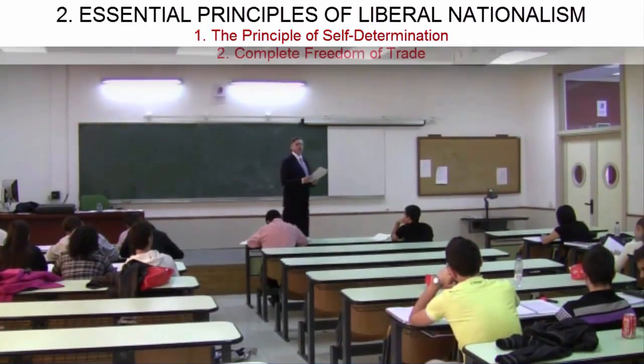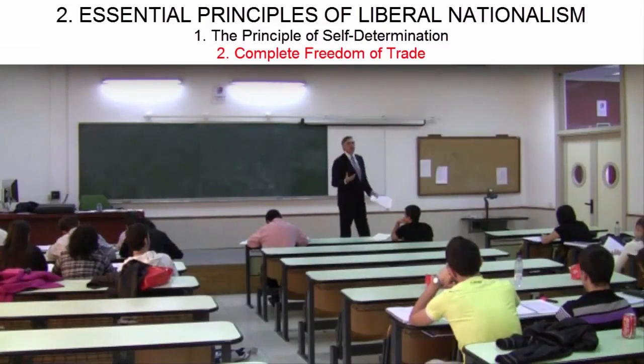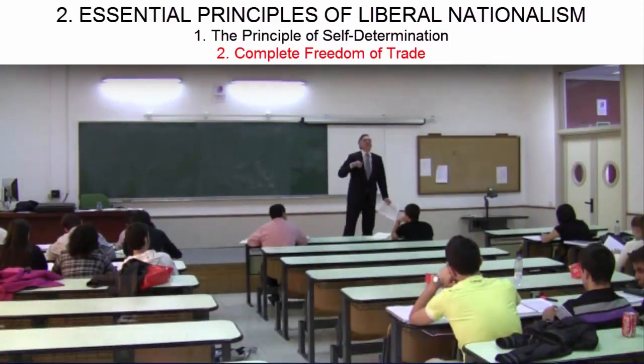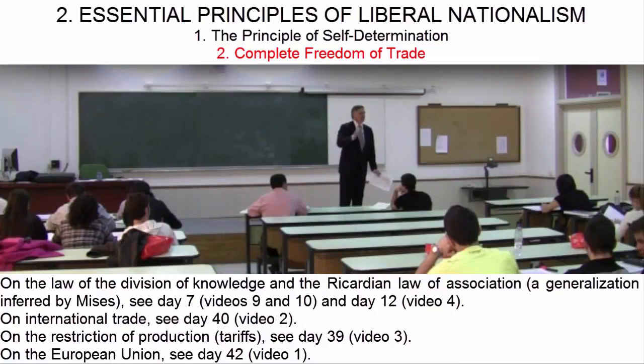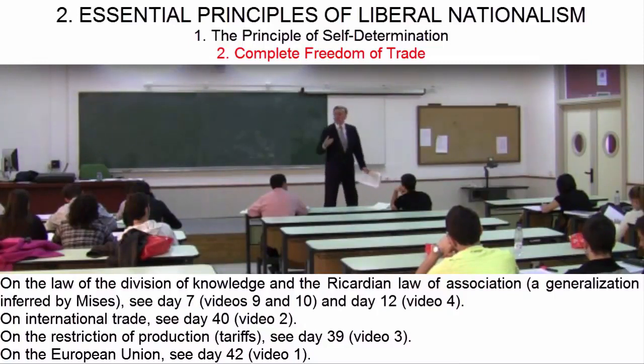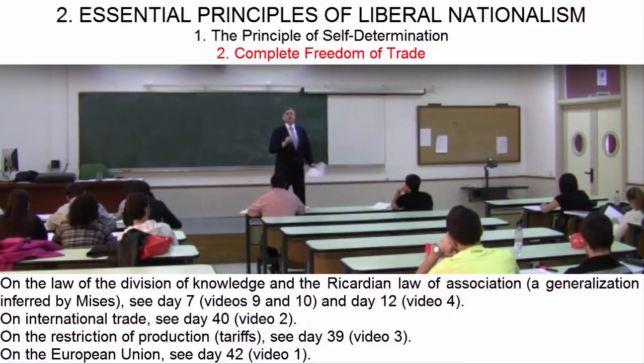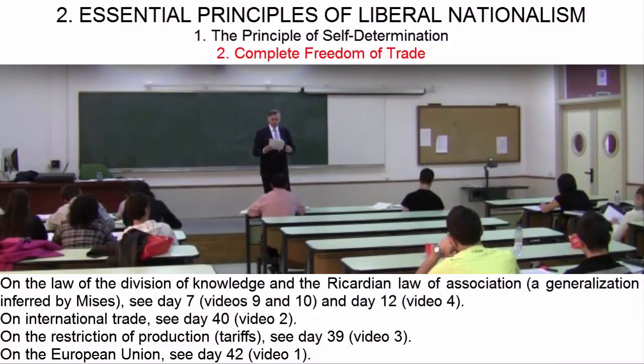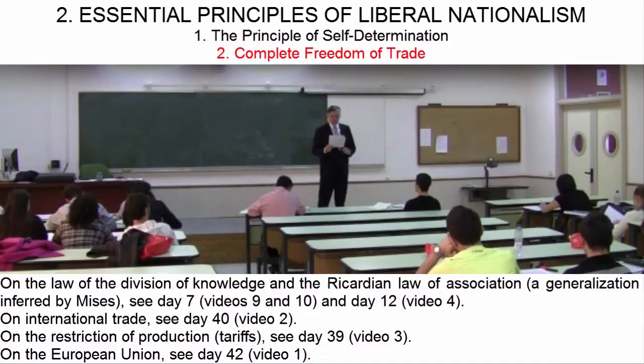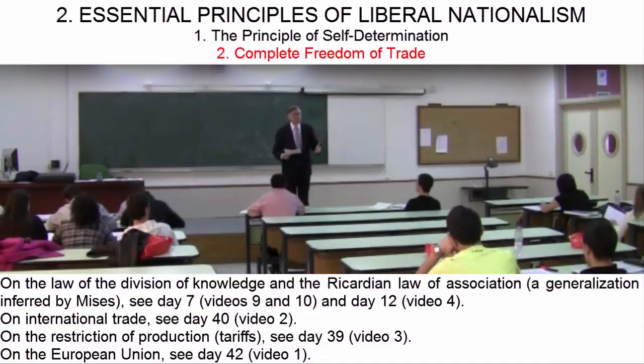The second essential principle on which liberal nationalism must rest is the principle of free trade. Free trade means that borders must disappear, restrictionist trade measures must disappear, tariffs must disappear, and goods and services must flow freely. In fact, this was one of the guiding principles, the customs union, of the founding of the European Economic Community, which preceded the European Union.